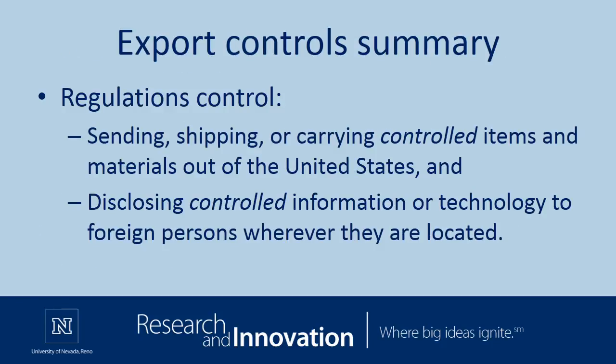To summarize, export regulations require us to obtain prior government authorization in the form of an export license prior to sending, shipping, or carrying controlled items and materials out of the United States, and disclosing controlled information or technology to foreign persons wherever they are located. Universities attract the attention of the federal regulators because we create and use cutting-edge knowledge and technologies, and we have a culture of sharing information without restrictions.